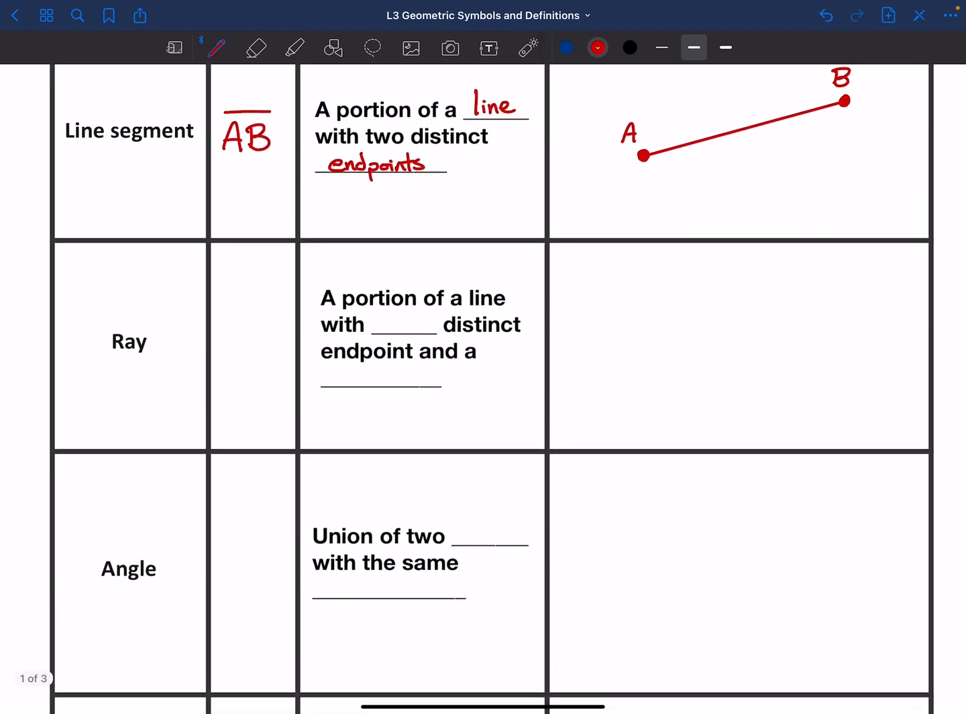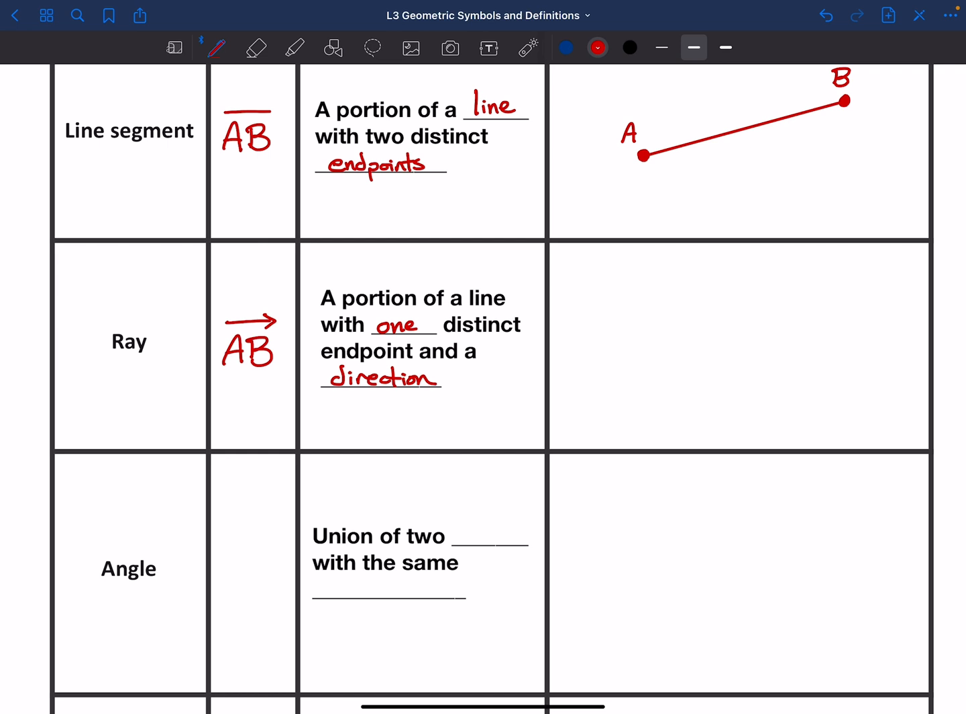A ray is also pretty similar to a line. We're going to use A and B for notation again. We're going to draw a line above them, and then we're going to put an arrow on just one end. Usually it's the end with the second letter. That's usually how we denote a ray. A ray is really just a portion of a line with one distinct endpoint and some sort of a direction.